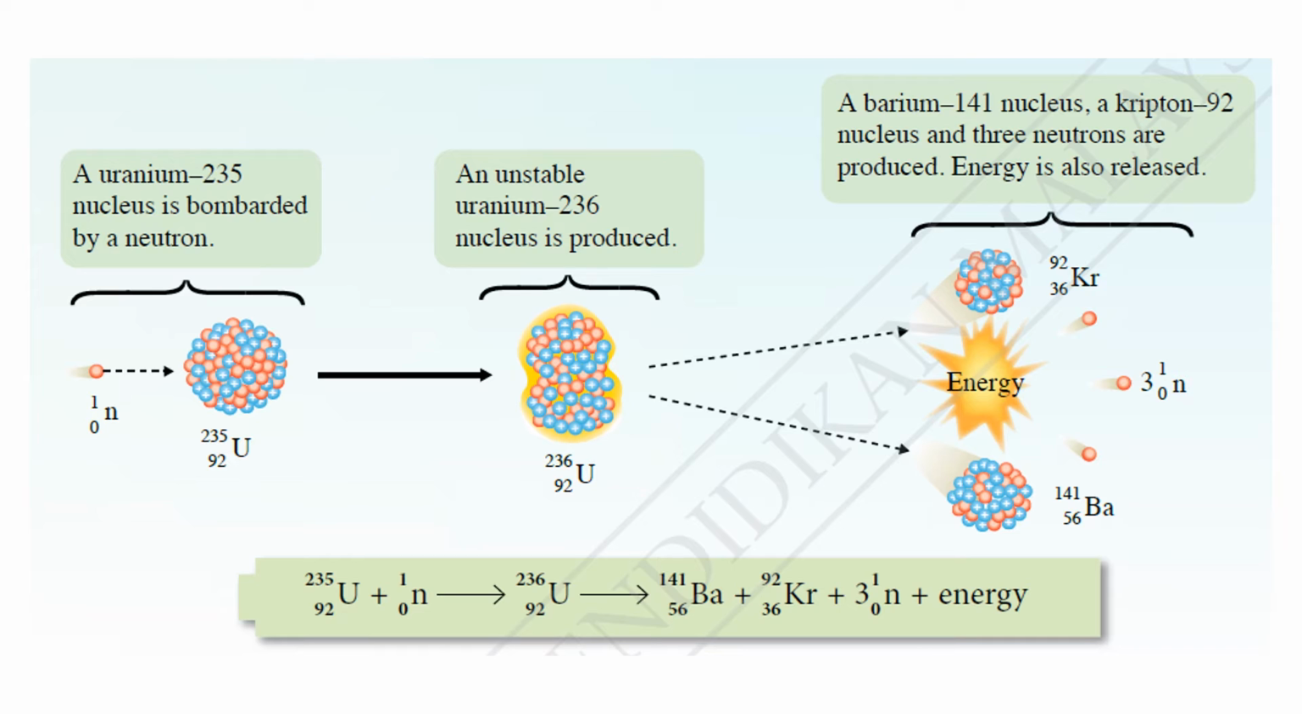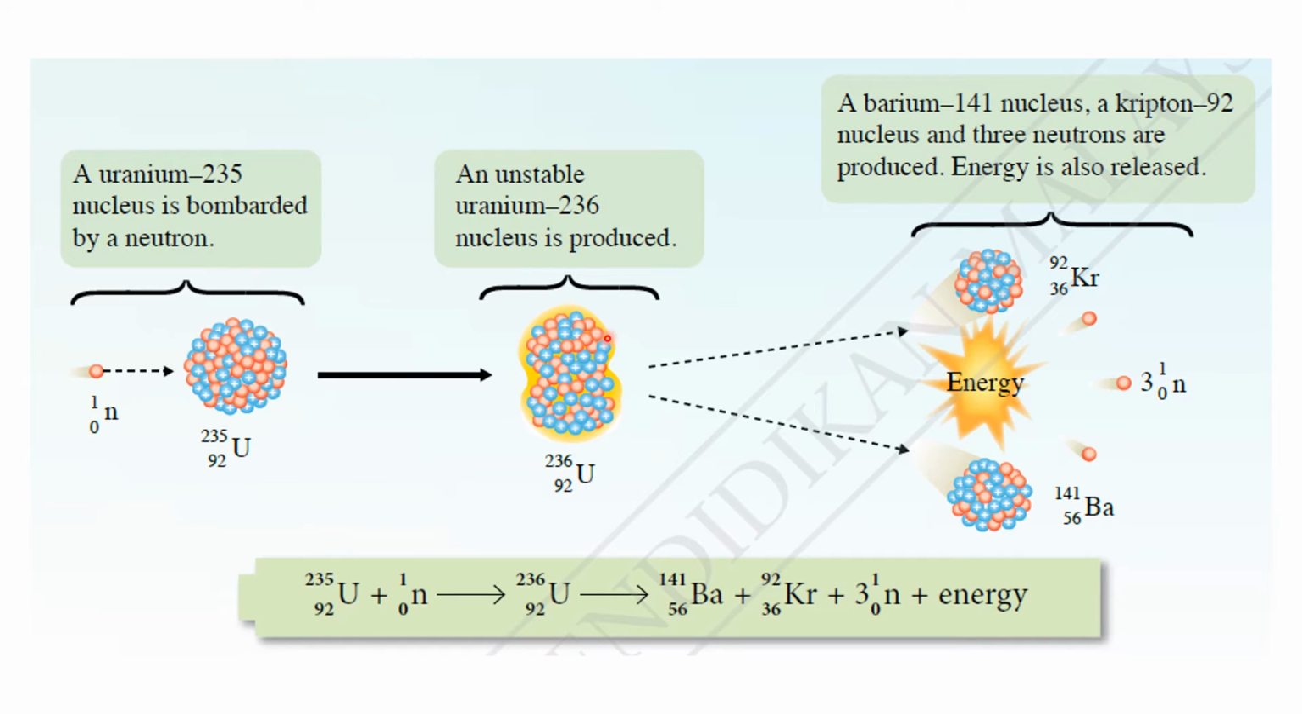Okay, next, this is the example in the KSSM Physics Form 5 textbook. Basically, it is shown that a uranium-235 nucleus is bombarded by a neutron. So, a fast-moving neutron collides with the uranium-235, and then it will produce an unstable uranium-236. Why 236? Because it has added another neutron. Okay, so an unstable uranium-236 nucleus is produced.